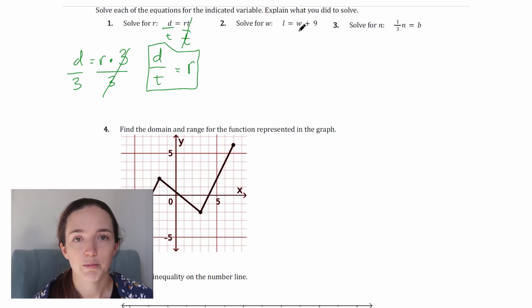For number 2, we're supposed to solve for w. Now this time we do have a number here. We have w plus 9. To get rid of plus 9, I have to do the opposite, which would be subtracting 9.